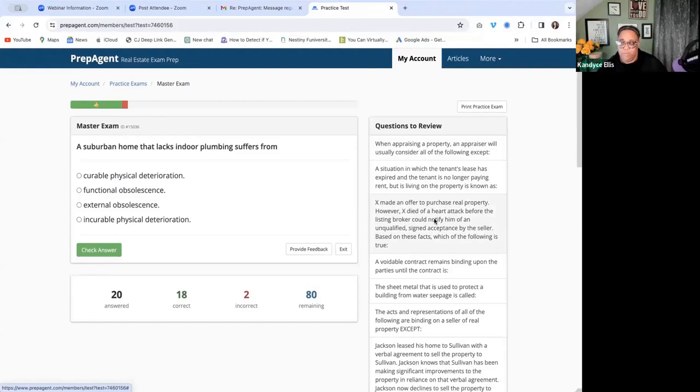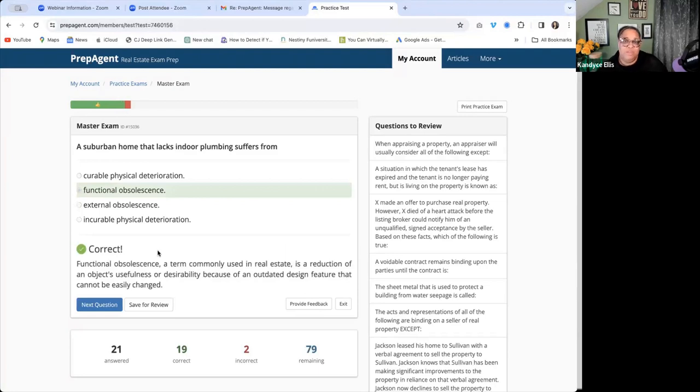A suburban home that lacks indoor plumbing suffers from, is it A, curable physical deterioration, B, functional obsolescence, C, external obsolescence, or D, incurable physical deterioration? What say you? All right, so our answer is B, functional obsolescence. Look at y'all getting the first question of the new year correct, functional obsolescence.